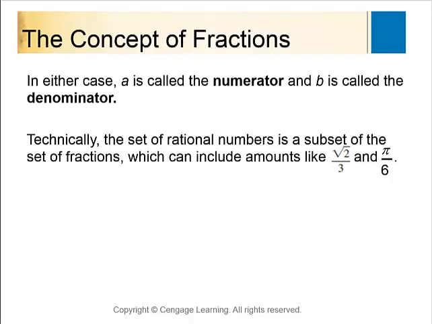The number on the top is called the numerator. The number on the bottom is called the denominator. And they listed again a couple of other fractions there that are weird ones.